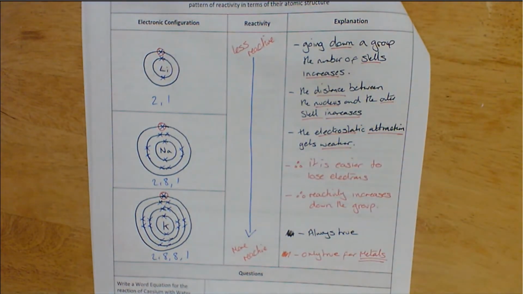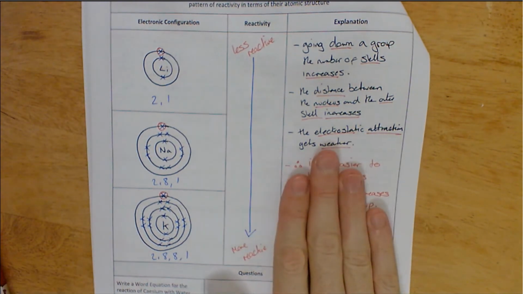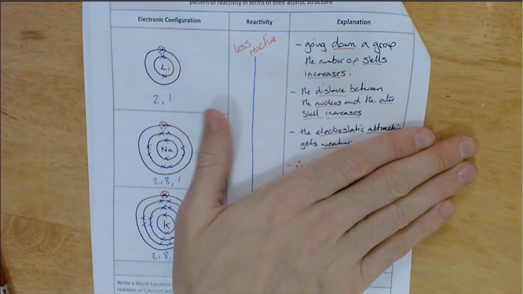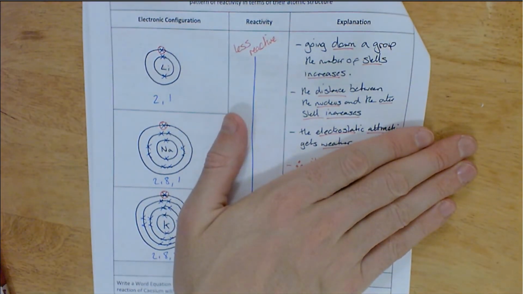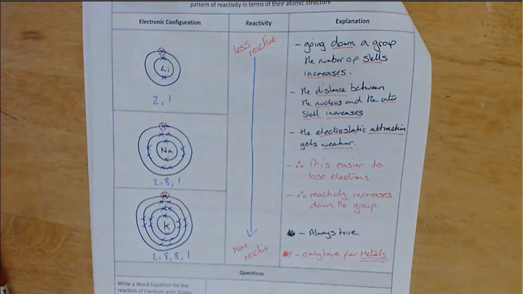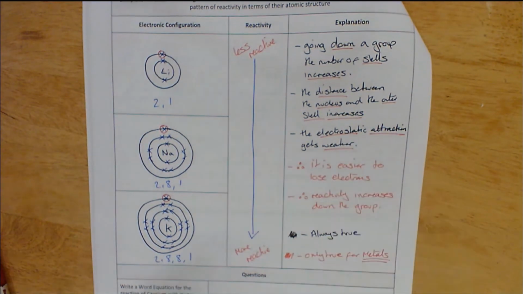But importantly, no matter what the question is really asking, if it asks you to explain the reactivity down any group, these first 3 bullet points you should always write, because it's always true. And then you ask yourself the question, is it a metal or non-metals I'm talking about? If it's metals, these are the last 2 points you need to make.